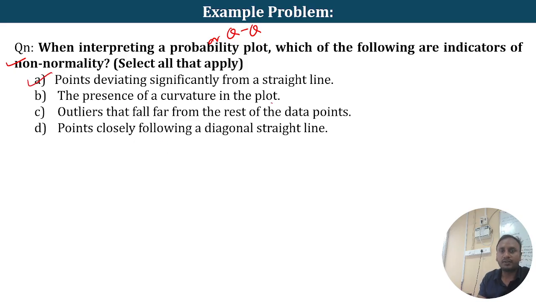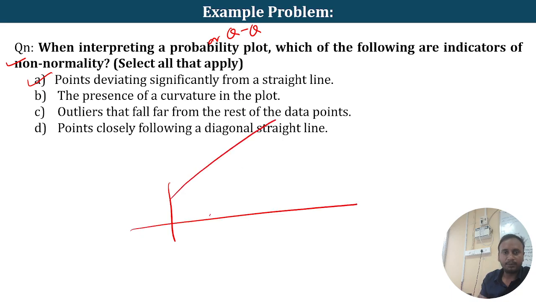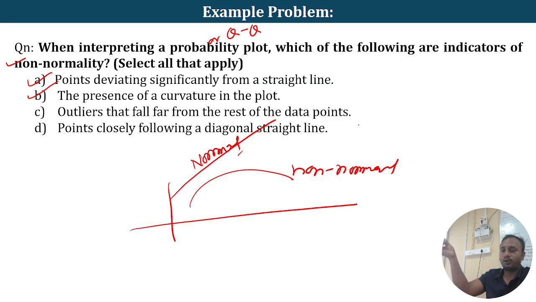The presence of curvature in the plot also indicates non-normality, because if it is normal, it will be a straight line. Maybe if it is like this, it's non-normal. That shape can be convex or concave, depending upon the data. Outliers that fall away from the rest of the data points also indicate non-normality, because in non-normal data, outliers will go somewhere. So this option is also correct.